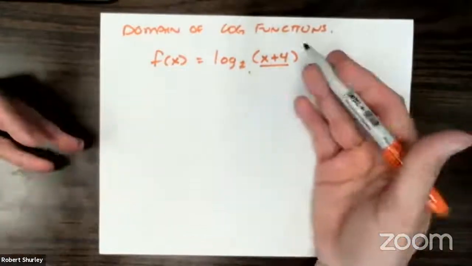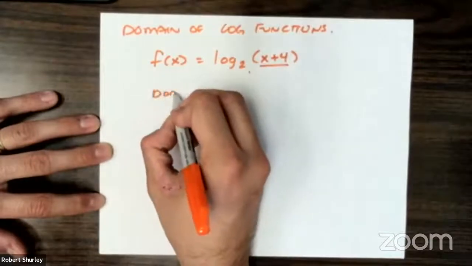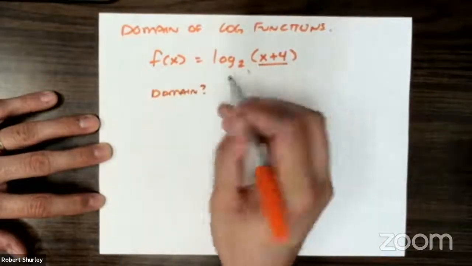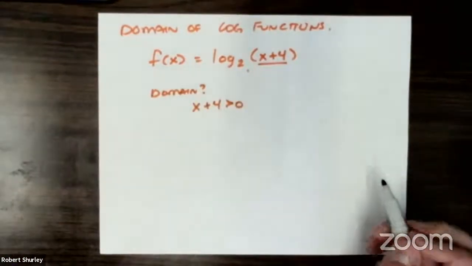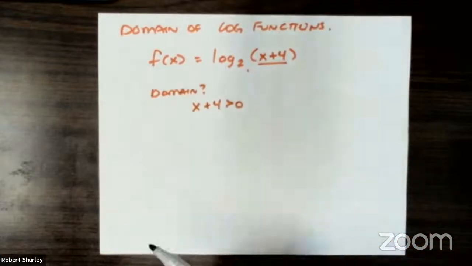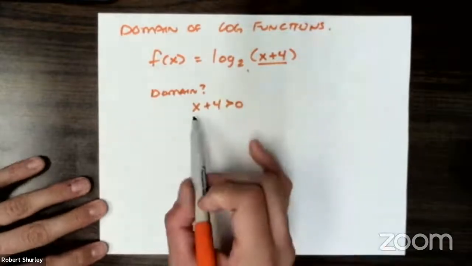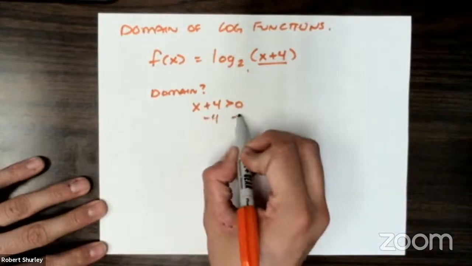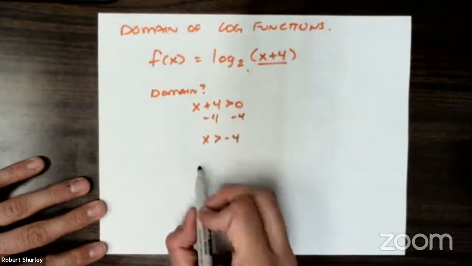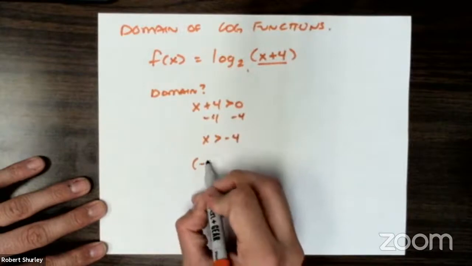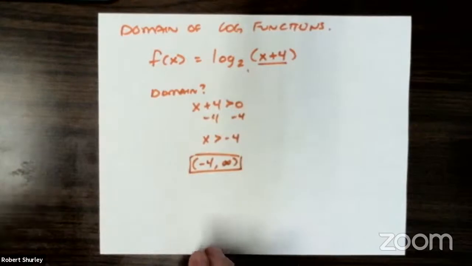The easiest way to explain this is by this example. If I ask you for the domain, I'm going to take whatever's inside and make it greater than 0. Not greater than or equal to. You can't take a logarithm of 0. You can try it on your calculator. If you put in ln of 0, you should get back an error. So x plus 4 is greater than 0, subtract the 4. Turns out x has to be greater than negative 4. Now, written as an interval, remember we're going to use parentheses because we can't equal it. So negative 4 to infinity.